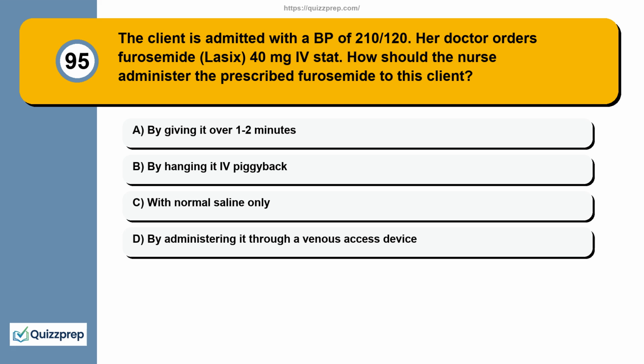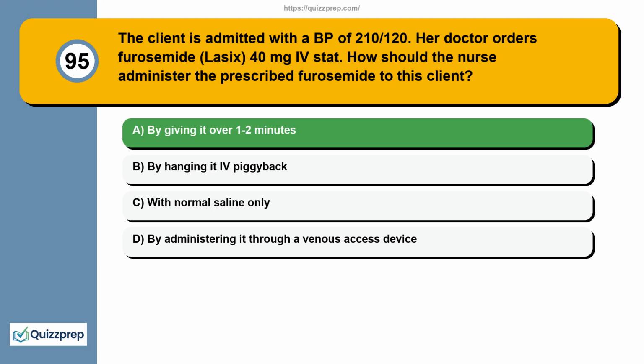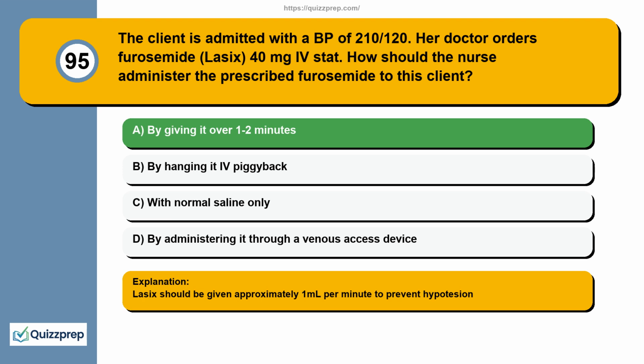Question 95. The client is admitted with a BP of 210/120. Her doctor orders furosemide, Lasix, 40 mg stat. How should the nurse administer the prescribed furosemide to this client? By giving it over 1 to 2 minutes. By hanging it for piggyback. With normal saline only. By administering it through a venous access device. Lasix should be given approximately 1 ml per minute to prevent hypoxia.